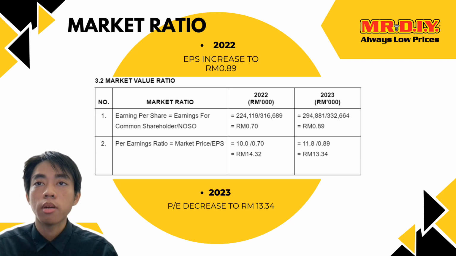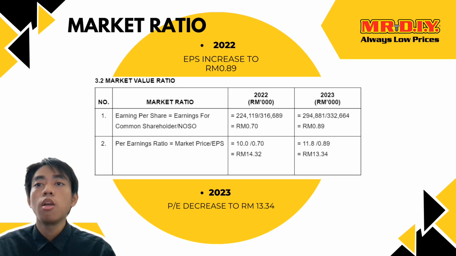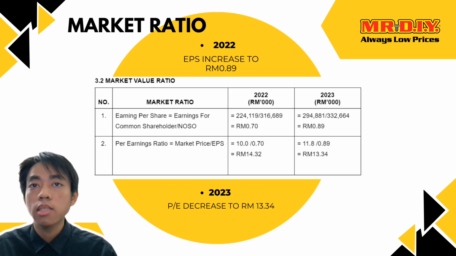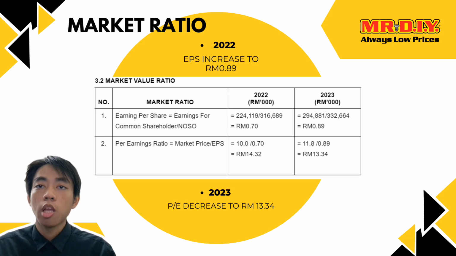As for the price earnings ratio, the price earnings market ratio of Mr. DIY company in 2022 shows Ringgit Malaysia 14.32, and in 2023 it becomes Ringgit Malaysia 13.34, which shows a decrease of 98 cents. A lower ratio indicates that the company stock is undervalued.